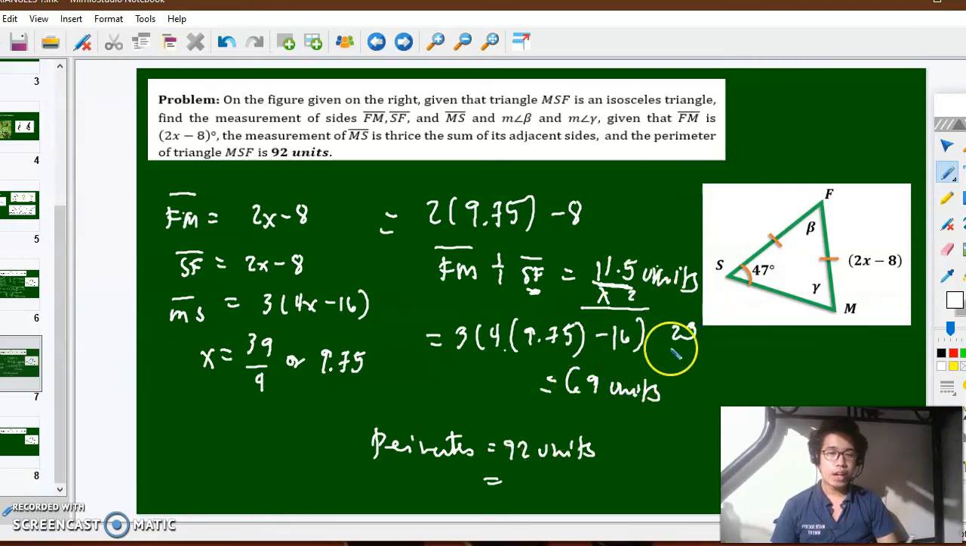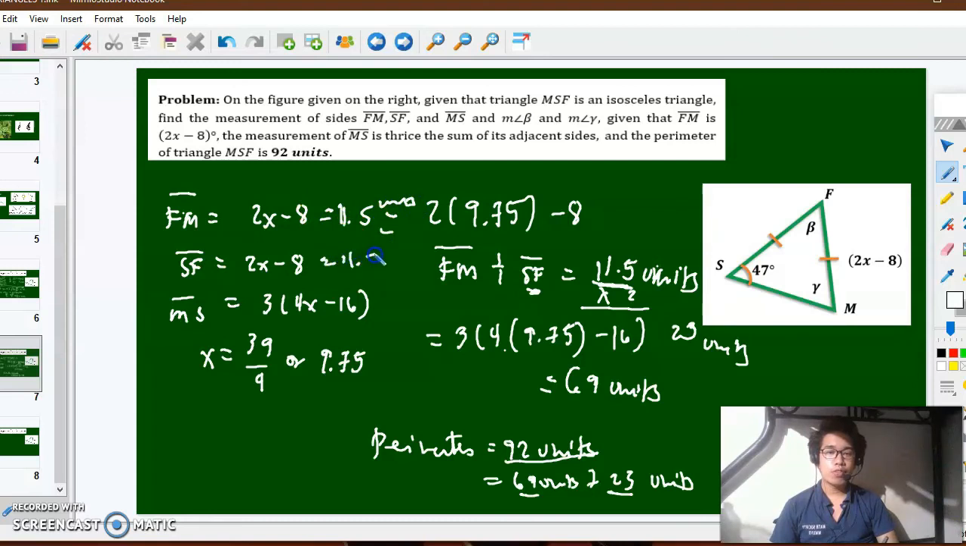So we have here 69 units for side SM, 69 units plus 23 units. What's 69 plus 23? That's simply 92 units. Therefore, we solved the value for each side. Side FM is 11.5 units, side SF is 11.5 units, and side MS is 69 units.